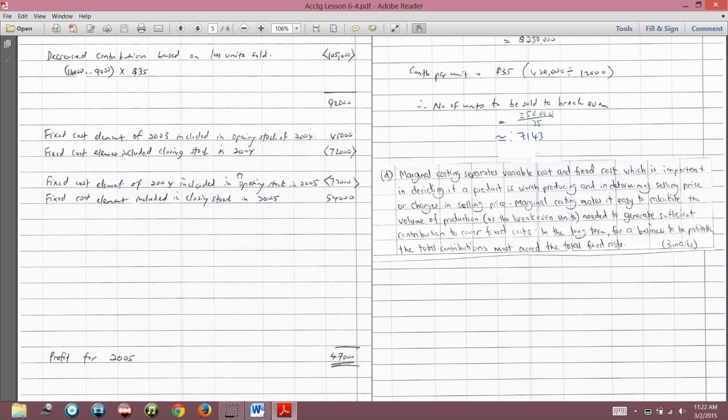Because if you look at the question paper, a decrease in sales units would cause a fall in contribution. But what other things have caused the fall in contribution?